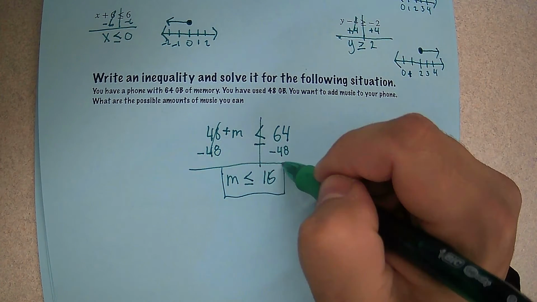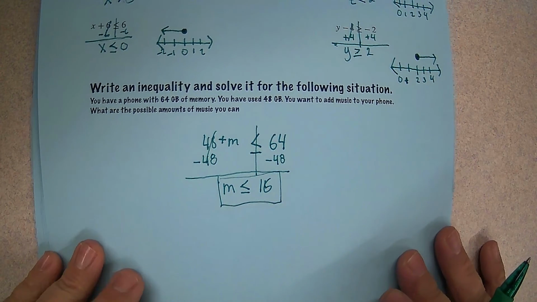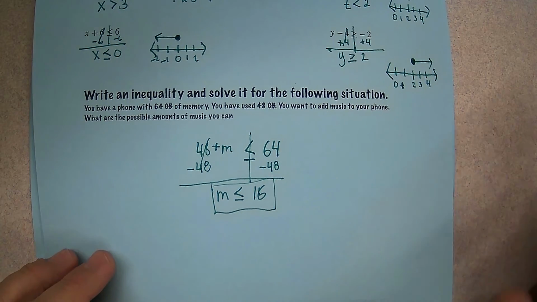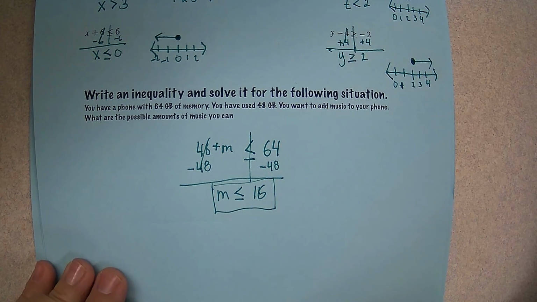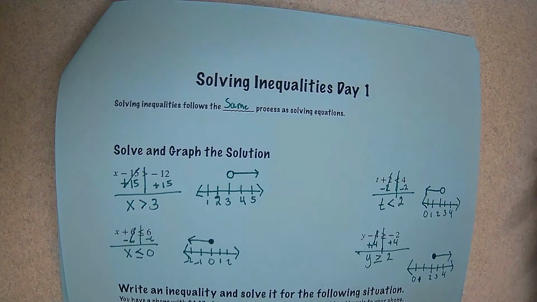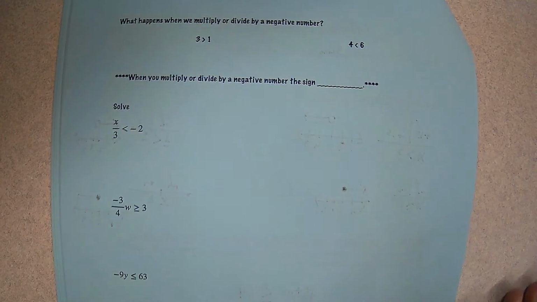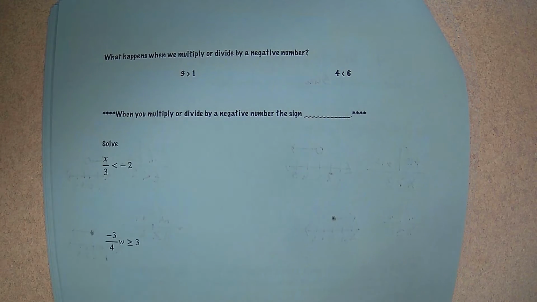And there is our solution. All right, these were all adding and subtracting, so now we're going to look at our one-step multiplication and division. But before we do that, I want to think about something. When we solve equations, we always do the opposite.